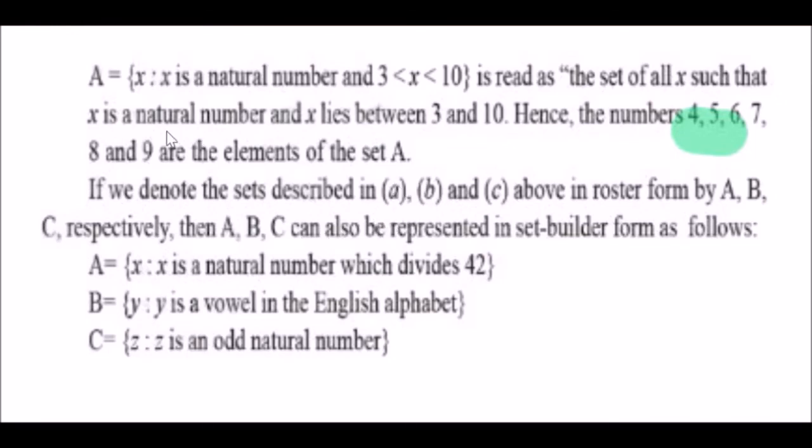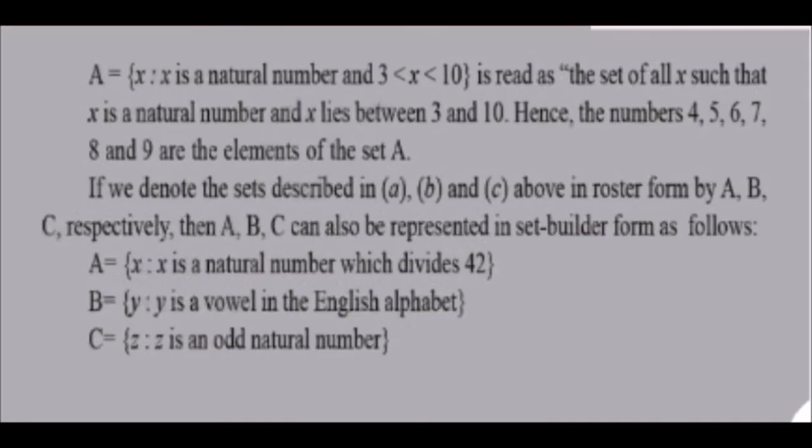If we take the sets described in the roster form, which we discussed earlier, now we are going to make them in the set builder form. So this is how: A = {x : x is a natural number which divides 42}, B = {y : y is a vowel in the English alphabet}, and C = {z : z is an odd natural number}. If you observe, all these have peculiar properties, and they fix in the set special elements which will not have any other property common to some other set. That is why we call it a well-defined collection of objects.